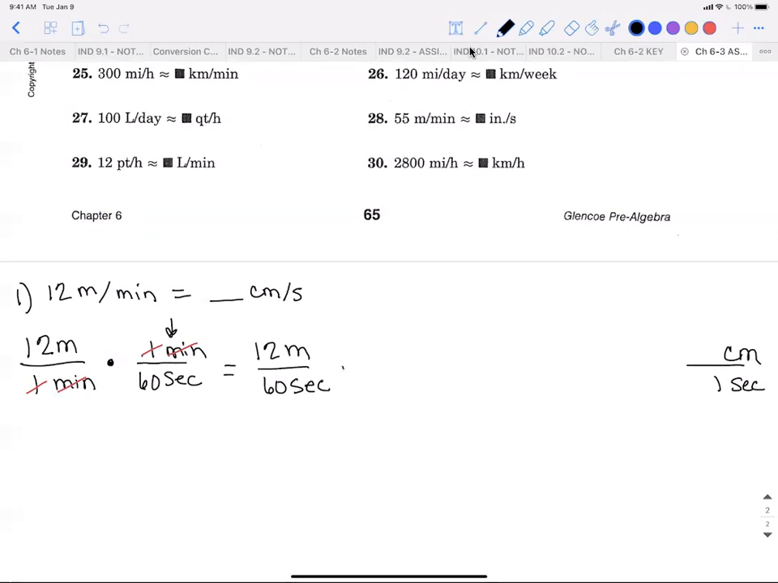Centimeters. So now in our second step, we're going to give ourselves a fraction. We're going to put meters on the bottom because the meters is on top currently, and we want to cross cancel, and we want to put centimeters on top. Now, again, 1 meter equals how many centimeters? Anybody know? 100. If you don't know, you'll have to look it up.